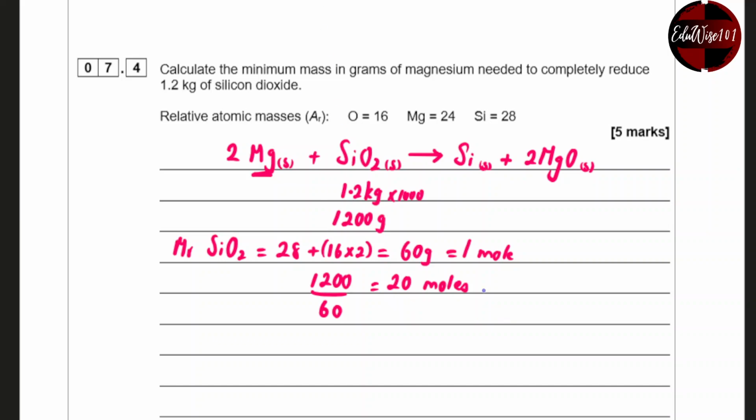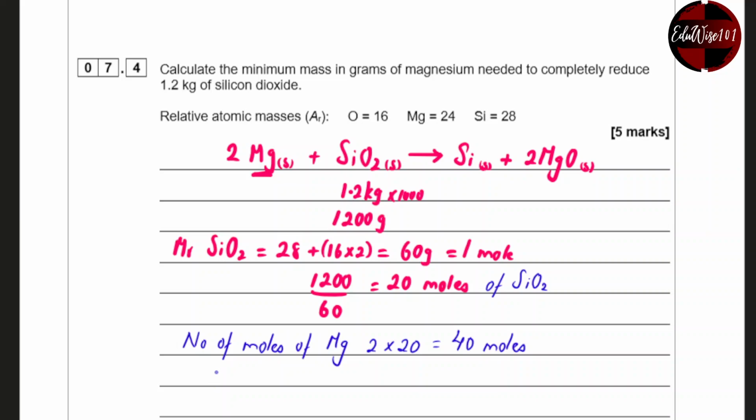So what you have, according to the equation, is 20 moles of silicon dioxide. Remember, the mole ratio is 2:1. So if you are using 20 moles, the number of moles of magnesium you will need is twice that of silicon. So 2 times 20, that's 40 moles.